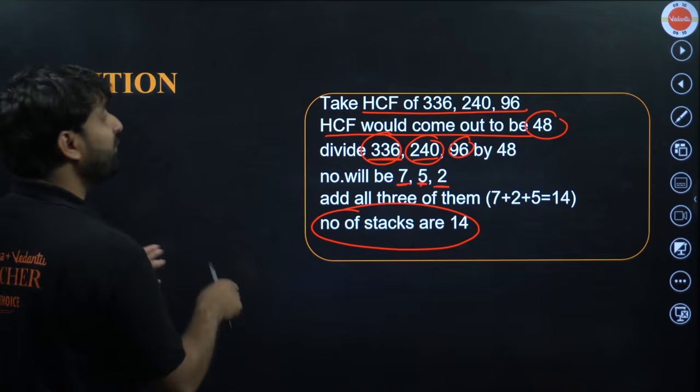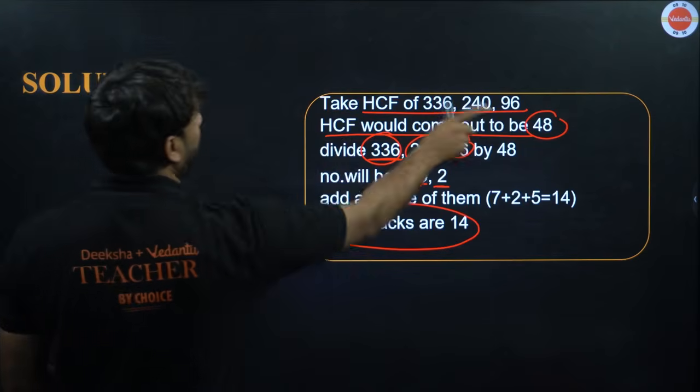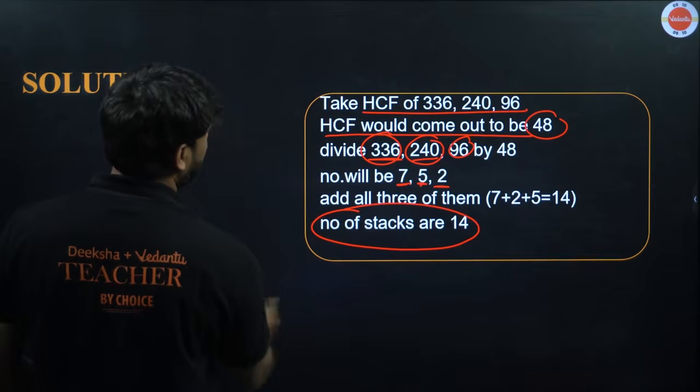So first, what did we get here? First we got the height of the stack. So the height of the stack will be 48. Now by dividing the number, we can get the number of stacks.